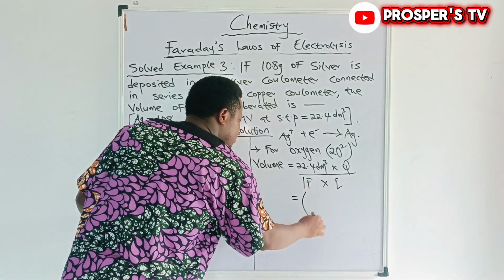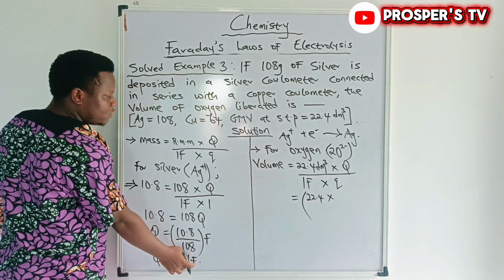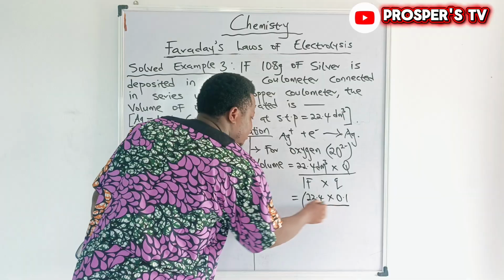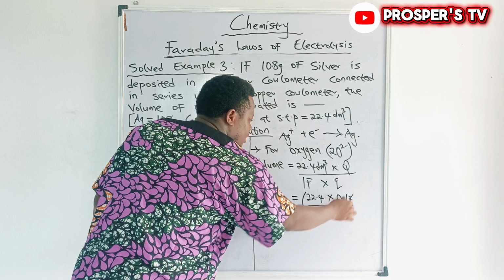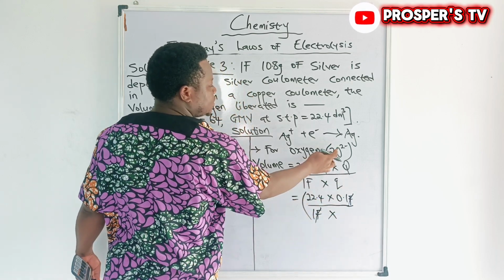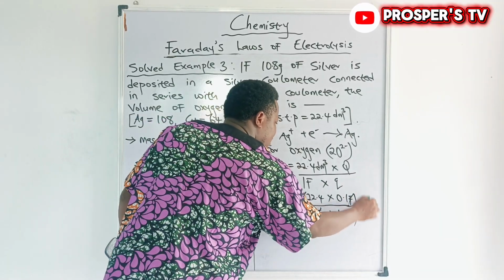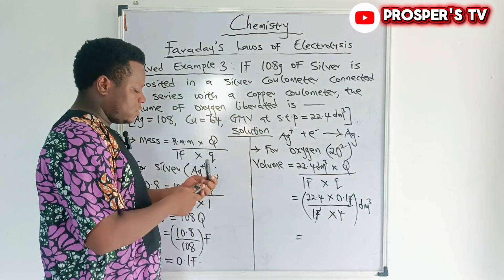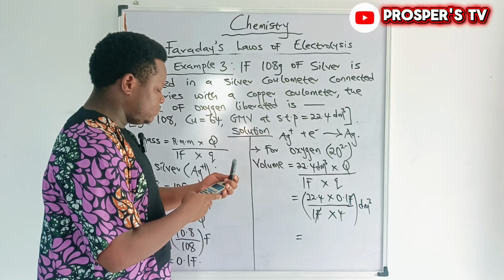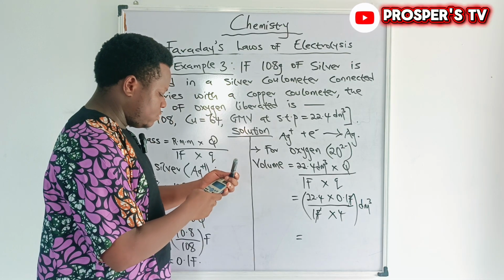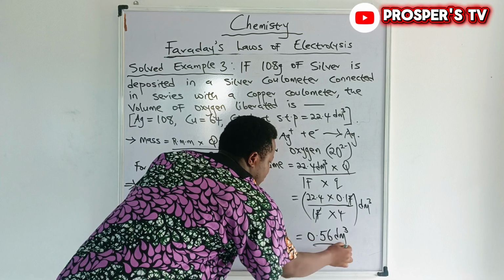So our answer is going to be 22.4 multiplying our Q, which is this 0.1 farad, then divided by 1 farad. You can see this farad would cancel this farad at the end of the day. Then your charge for oxygen is actually 4, 2 times 2. Then your unit will be dm cube. When you punch that in your calculator, 22.4 times 0.1, then divided by 4, you'll get 0.56 dm³. So that gives you the answer for this problem.